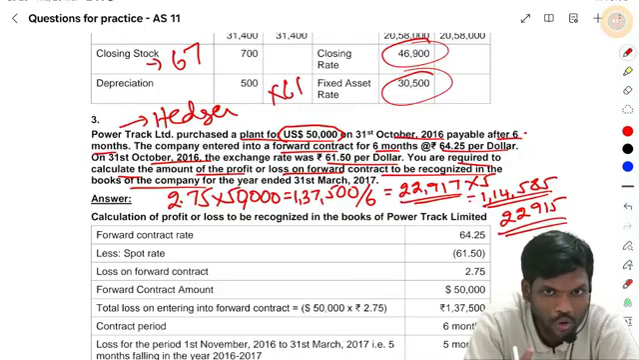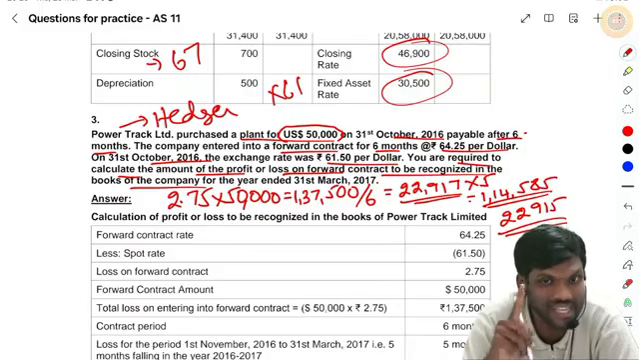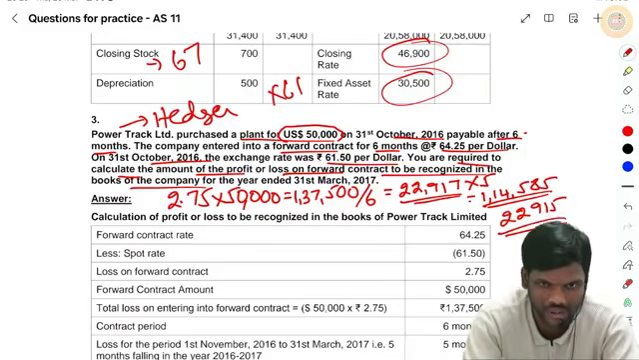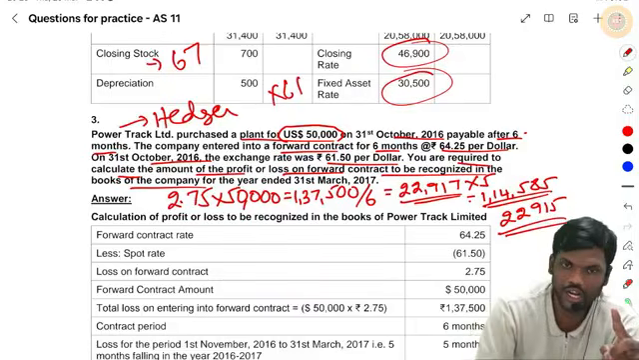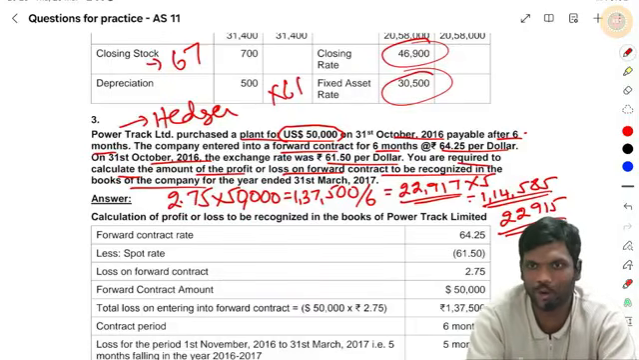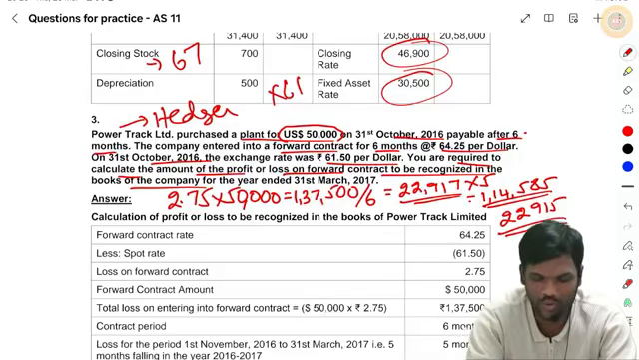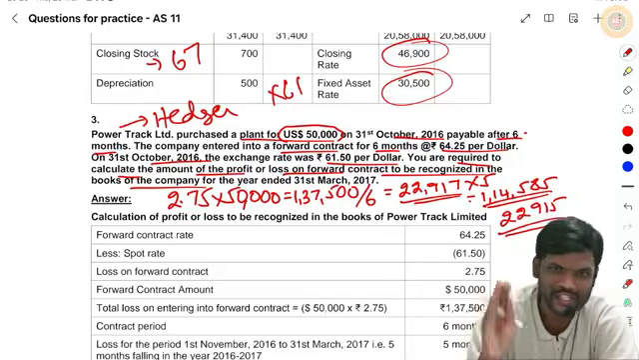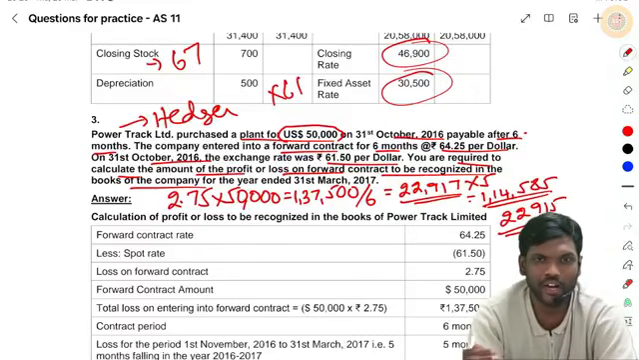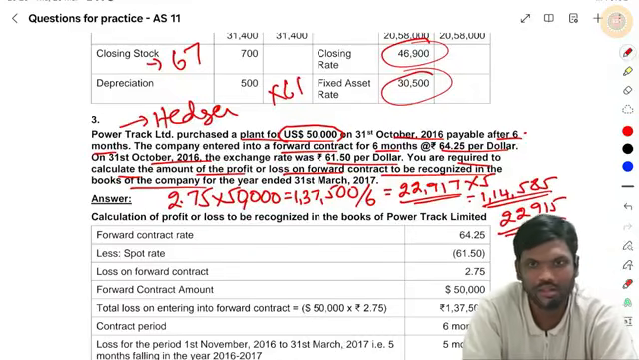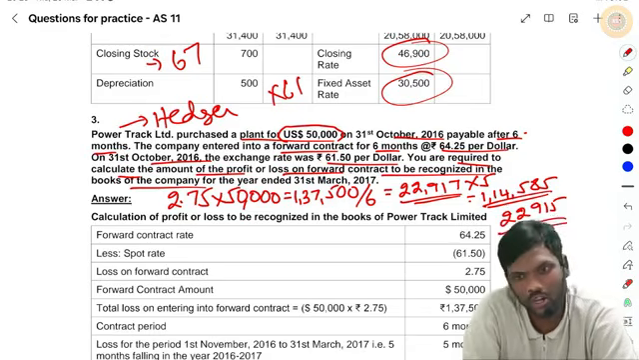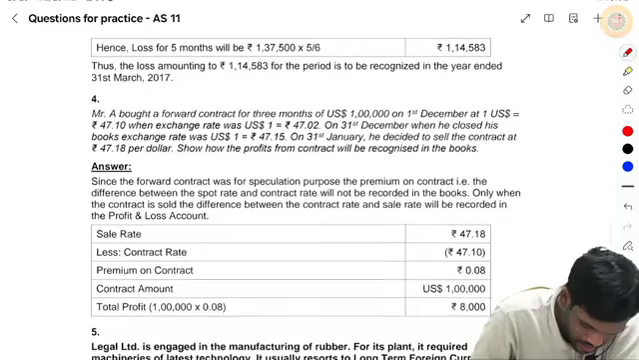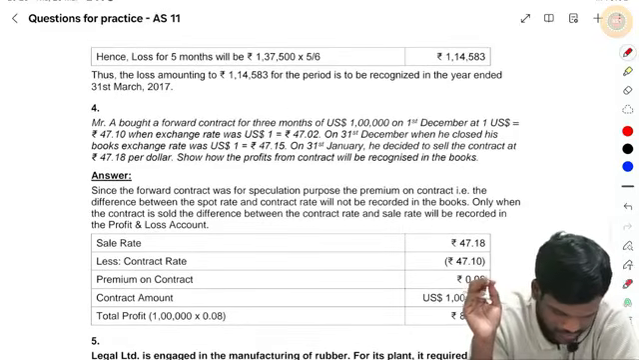This method should be followed only if you are a hedger. So please read the question clearly. Understand, if he is trying to protect his existing risk, he is a hedger. For a hedger, premium or discount should not be taken to P&L immediately. It should be taken over the life of the contract. If instead this guy is a trader or speculator, he is not having any risk and is simply entering into a forward contract to make profits, then he is called a trader or speculator, which we will see in the next sum. Fourth question.